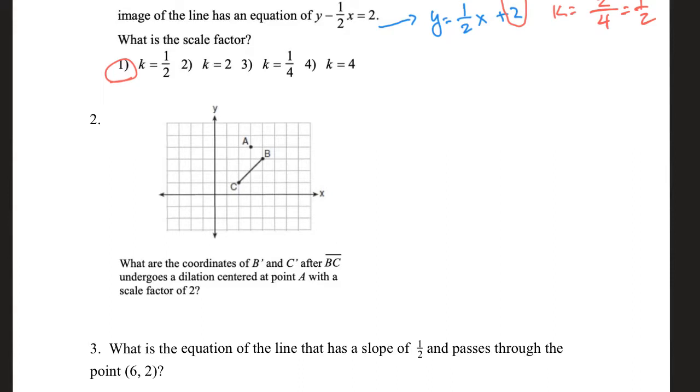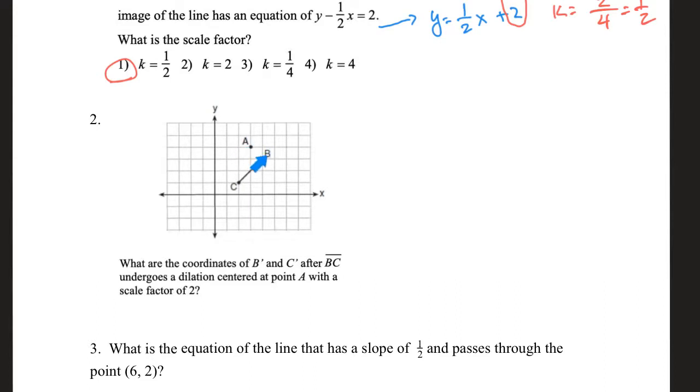We see point A, and that is the center of dilation, and we're dilating BC, and we want to know where is B prime C prime after a dilation of scale factor 2. For this one, basically we need to find out how we went from A to B, and then multiply that by 2, and then how we went from A to C and multiply that by 2, and then we can figure out the coordinates of where B prime and C prime end up.